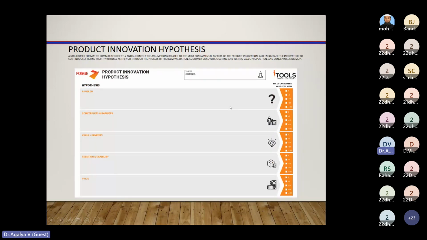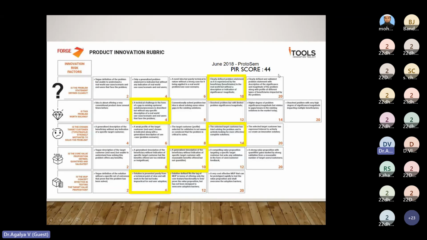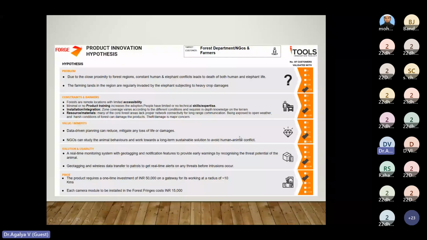This is an example which I wanted to show you. A company called Protosem tested using this product innovation rubric. Initially they got 44. They will be doing this exercise every 6 months. If you have started a startup, you have to evaluate yourself once every 6 months, so your score will keep on increasing. Once the score increases up to 86, then you are ready for a successful registration of a startup under DPIIT. And this is the example.